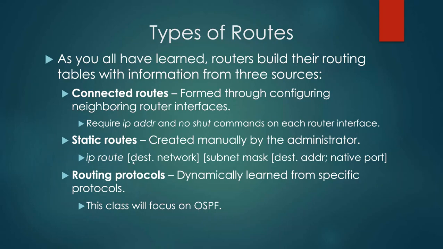So you already know the command ip route. You do put the destination network, the subnet mask for the destination network, and then either the destination address that leads to the network we want to route to, or the native port on the router we're working on that leads to that destination network.